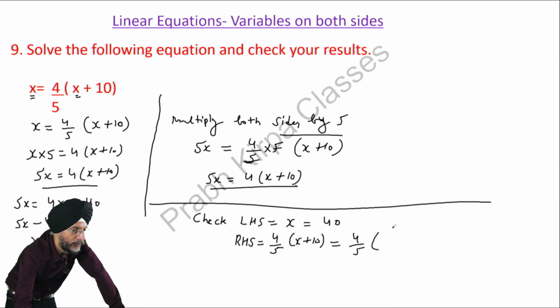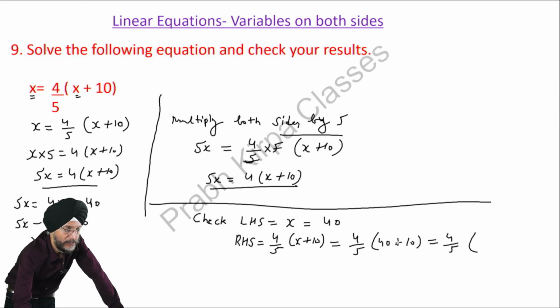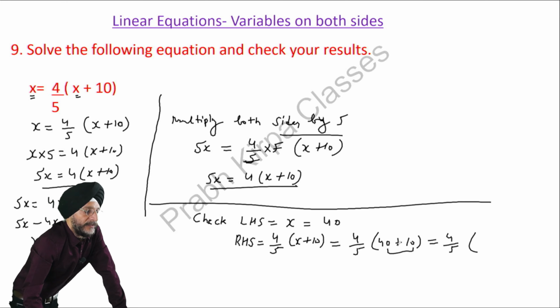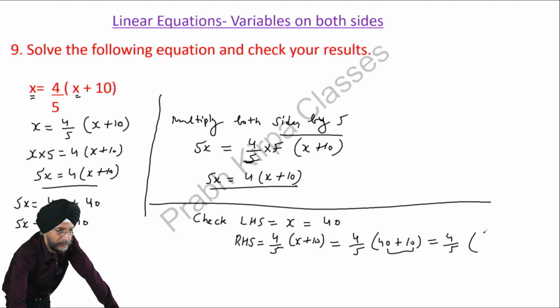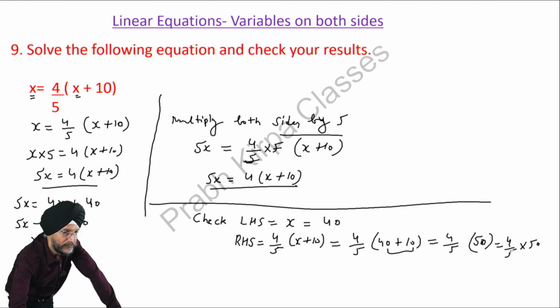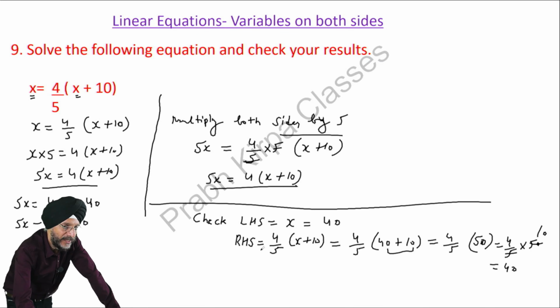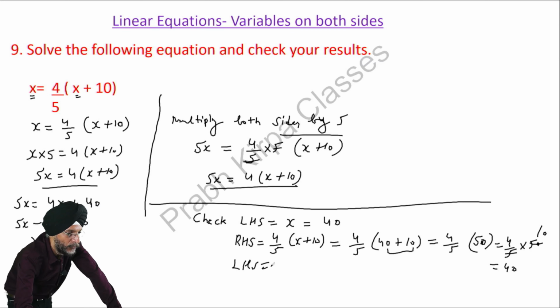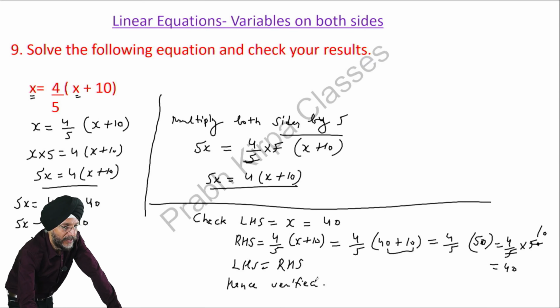4/5 into, what is the value of x? It is 40 plus 10. We will solve it. 4/5. First of all, we will sum up. That is, 40 will be added with 10, it becomes 50. And then 4/5 into 50, it becomes 4 into 10, 40. So left hand side 40, right hand side 40. So left hand side is equal to right hand side, hence verified. That is the value of variable x which we had arrived at is okay.